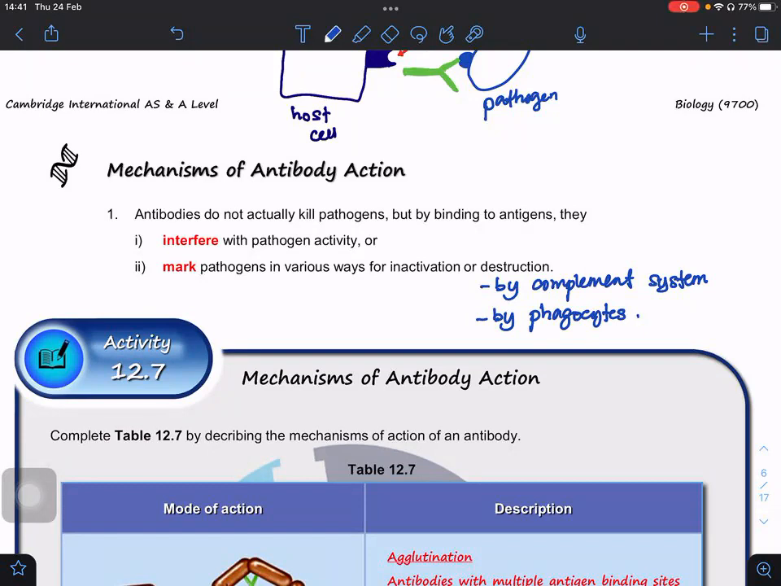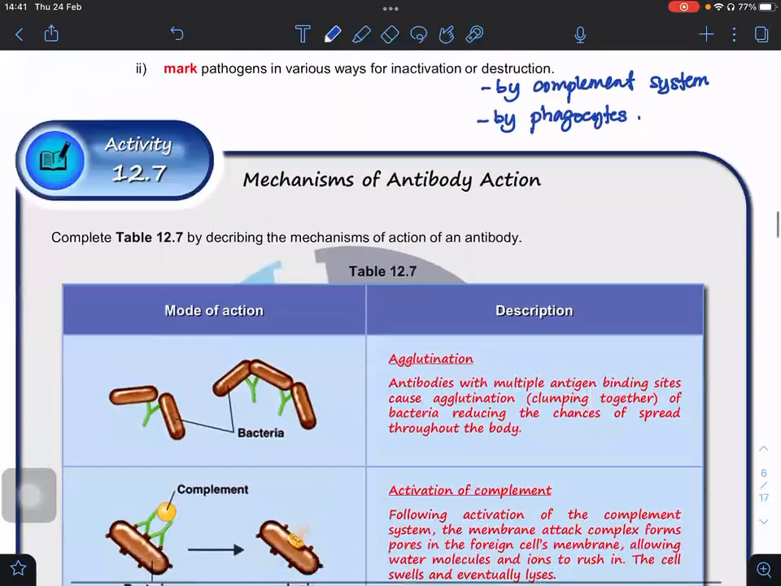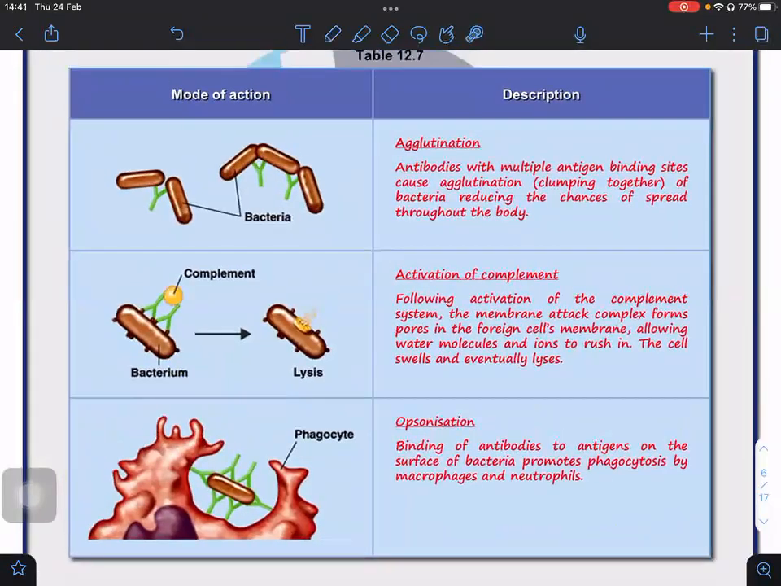So let us look one by one at the mechanisms of antibody actions. Okay, so the first one, look at this. Bacteria, 1, 2, 3, we clump them all together. So this process is known as agglutination.